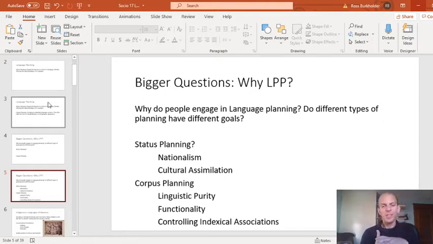Other reasons, sticking in France with that language academy that prescribes language use of the French language within France, there's a motive of linguistic purity here as well. And we'll see that as its own ideology. This ideology of linguistic purity as a value, as an asset to a people or a country or whatever group we're talking about. Linguistic purity has to do with borrowing words.